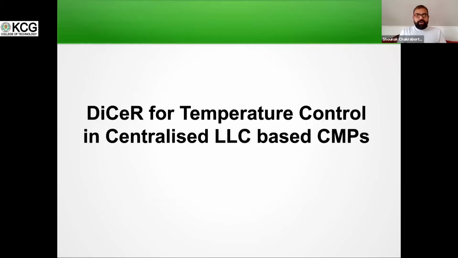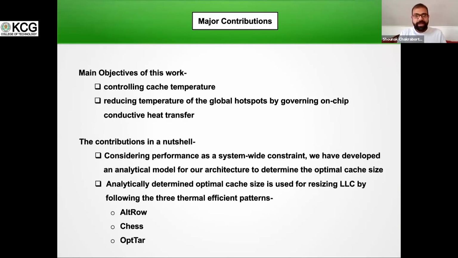So, Dicer for temperature control in centralized LLC-based CMPs. How have we done this? Our primary objective was to control the cache temperature. Additionally, we are going to reduce the temperature of the global hotspots on chip by governing the on-chip conductive heat transfer. Practically, we are going to exploit the superposition and reciprocity theorem of heat transfer to increase the conductive heat transfer at the turned off portion, right? So the contributions in a nutshell are like that.